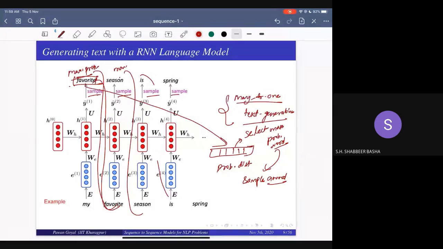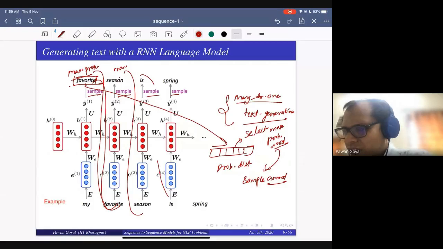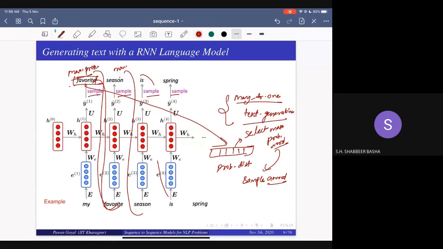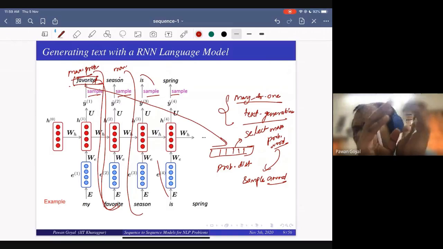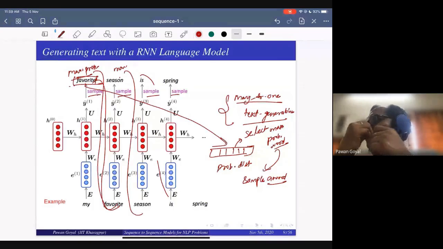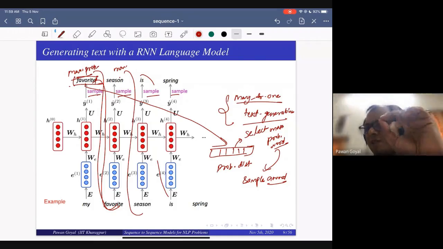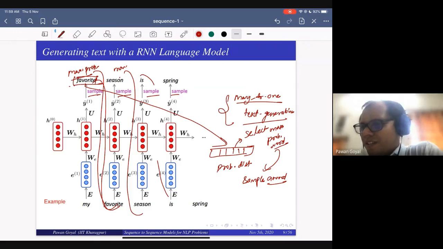But what is the problem with this? I was talking about a very simple application: you have trained a language model and now you just want to use it to generate arbitrary sentences that look meaningful. If I use this maximum probability, because everything is deterministic, you will always get the same sequence. But if you want to generate multiple sequences, you can do that by doing sampling.